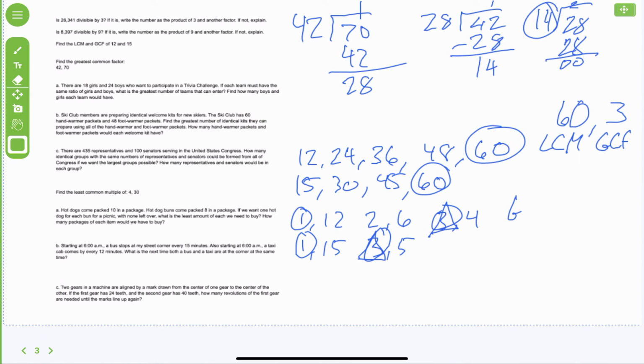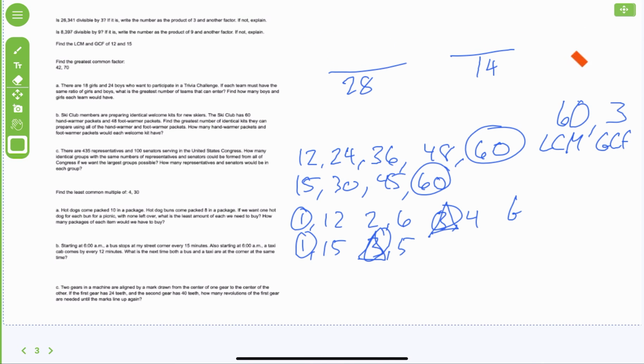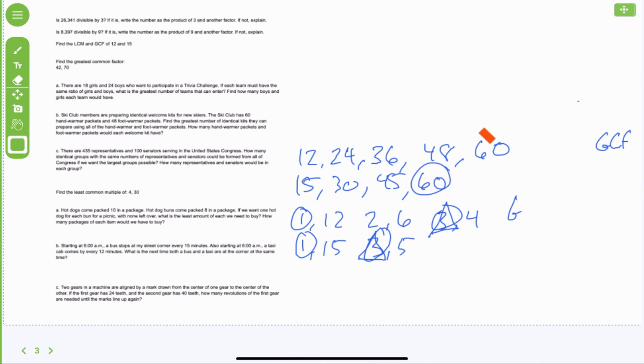Here we go. Greatest common factor. Let's see what A wants. There are 18 girls and 24 boys who want to participate in a trivia challenge. If each team must have the same ratio of girls and boys, what is the greatest number of teams that can enter? Find how many boys and girls each team will have. Anybody got their answer for these? Let me erase these so I can write them down so everybody can have them.